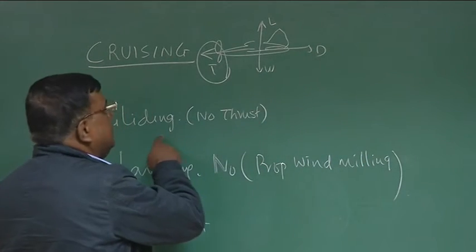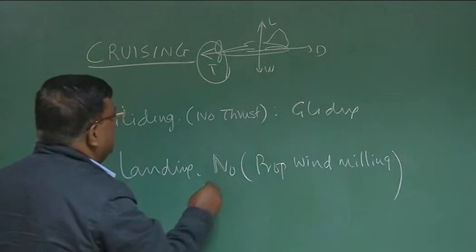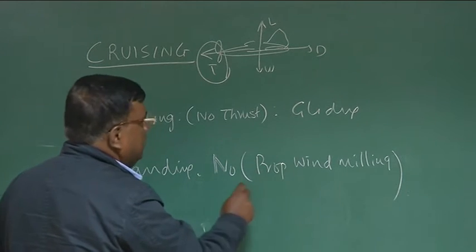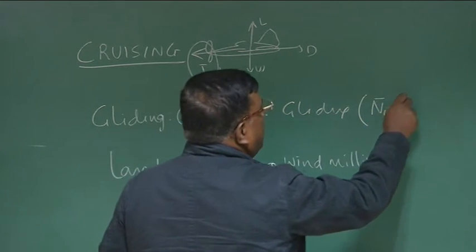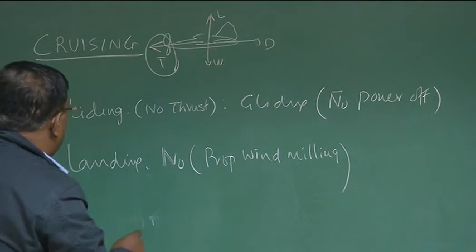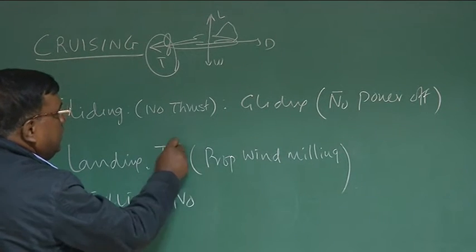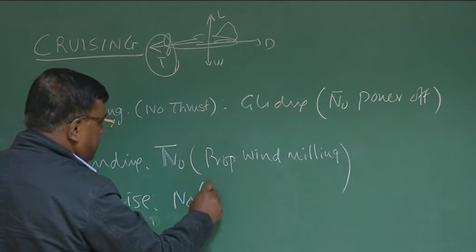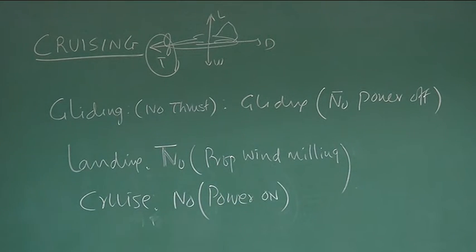So going back here, this is for gliding, and for that this is your N naught power off, and then for cruise we have already realized it should be N naught. It is better to put N naught bar. It is power on. This part is clear? Okay? Now we see how these things are to be used. Okay? That is more important.